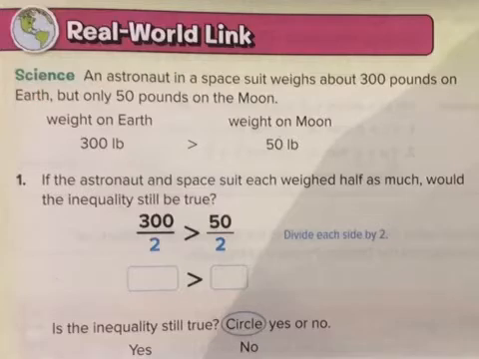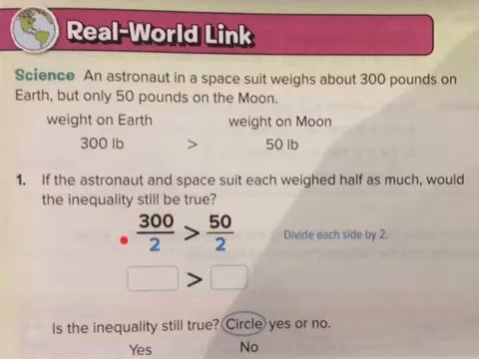Let's look at a real world connection. An astronaut in a spacesuit weighs about 300 pounds on Earth, but only 50 pounds on the moon. Looks like 1/6, right? 1 part of 6. Weight on Earth is 300 pounds, which is greater than weight on the moon of 50 pounds. If the astronaut and spacesuit each weighed half as much, would the inequality still be true?